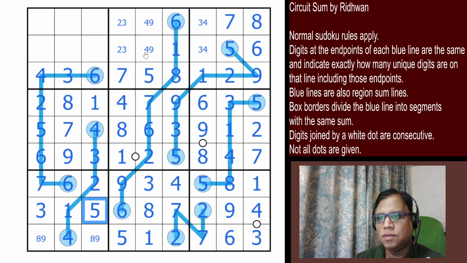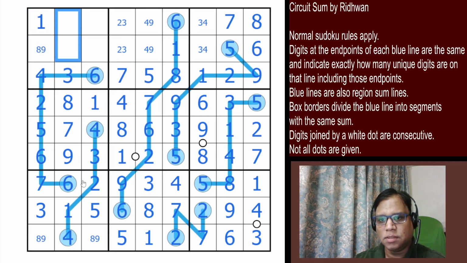Anything here is resolving? 4 9 6 7 8. No, 2 3, 3. No. So what is that now? 1 must be somewhere here, right? But look, 1 is here. That means 1 has to be here. And now that digit is 8 9.